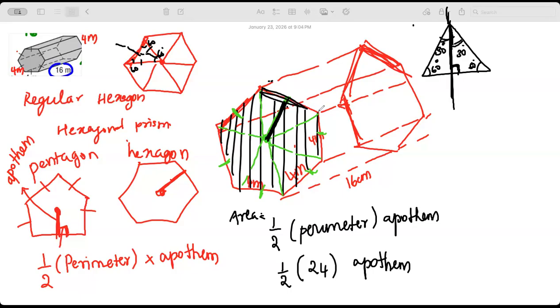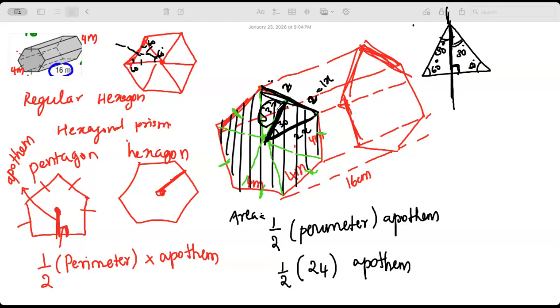Because you know this is 4, you know this is 2, 2. Now you know one side of a 30, 60, 90 triangle. Which side you know? You know the side opposite to 30. So that is 1x. And then the rest of it are root 3x and 2x, right? So apothem is what? Can I say 2 root 3?